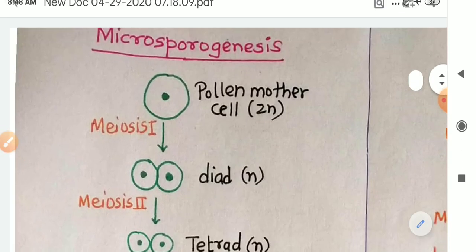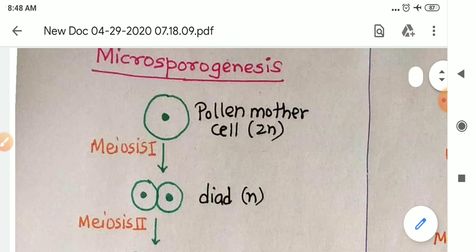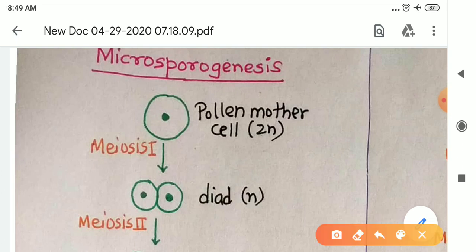So, this microsporogenesis process is the process where there will be a formation of microspores, or you may say the pollen grains, from the pollen mother cell or microspore mother cell. Both of the terminologies are synonyms of each other. You may call it a microspore or the pollen grain. It is the same. So look here, this one is the pollen mother cell which is diploid in nature.